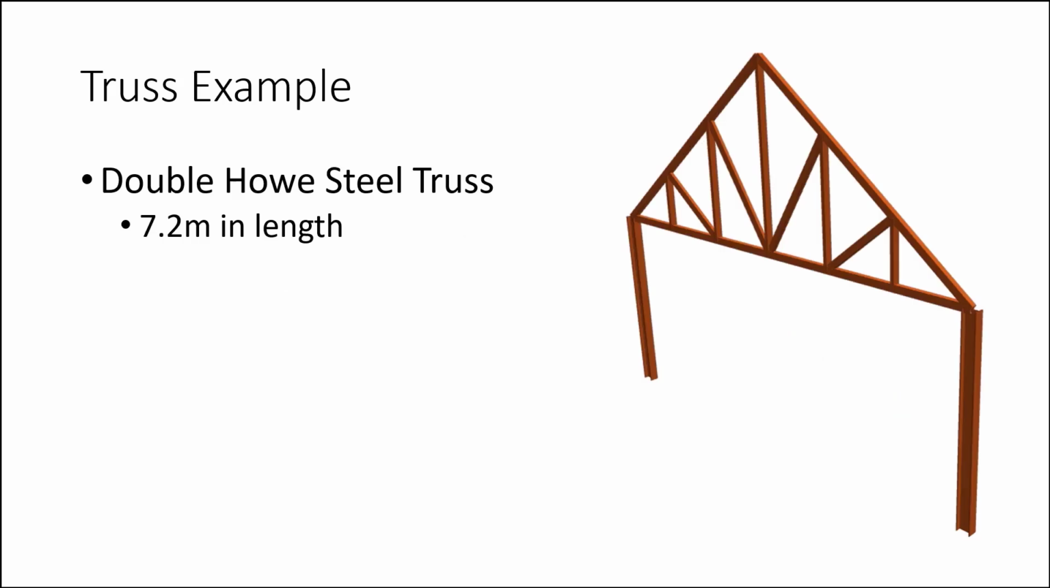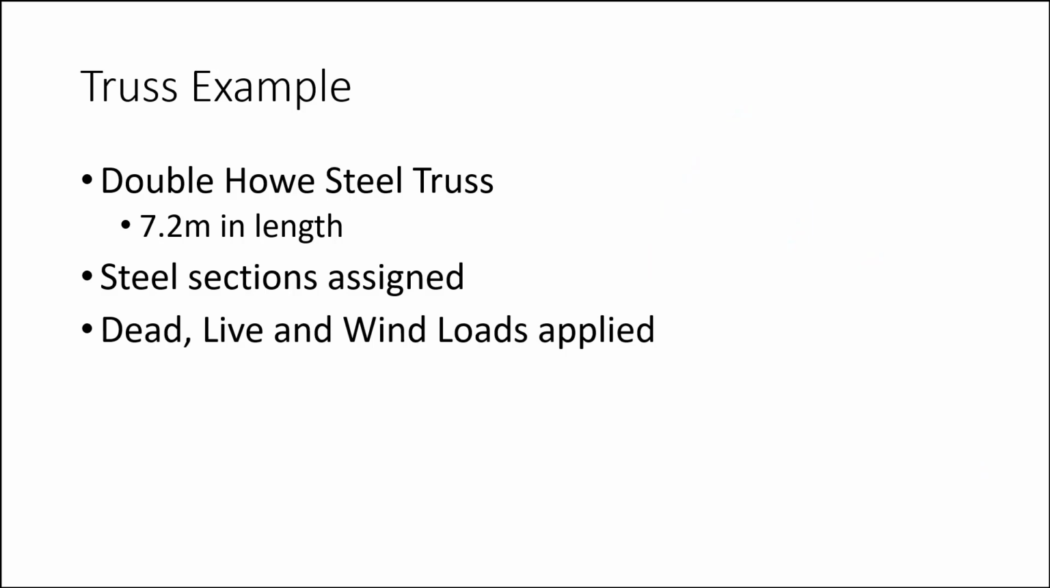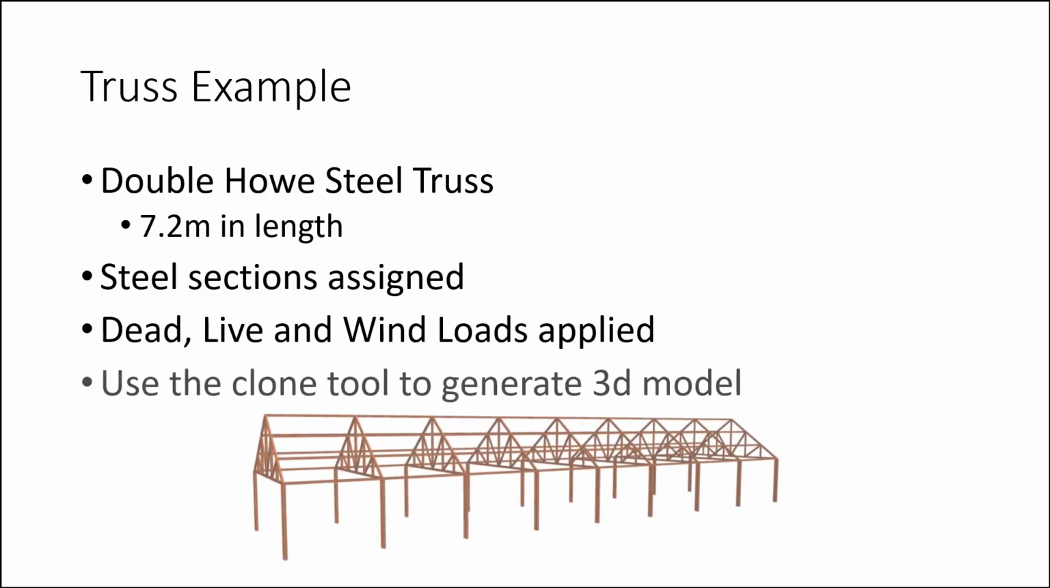In this first example I'm going to show, we have a double howe steel truss that's 7.2 meters in span. We're going to use the clone tool to model this. We have steel sections assigned, and we've also got some loads applied as well. We have dead, live, and wind loads applied to the model. And we're going to look at how we can use the clone tool to generate the 3D model from that 2D frame that I just showed you an image of.